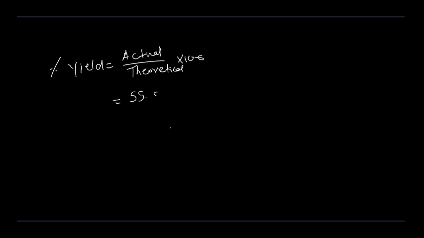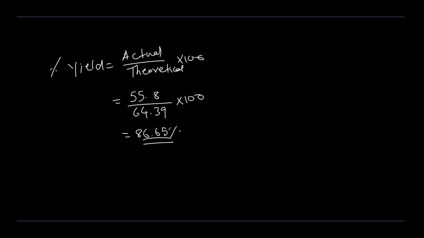And now we can find the percentage yield. So the percentage yield equals actual yield divided by theoretical yield times 100. So that equals 55.8 divided by 64.39 times 100. So that will be 86.65 percent.